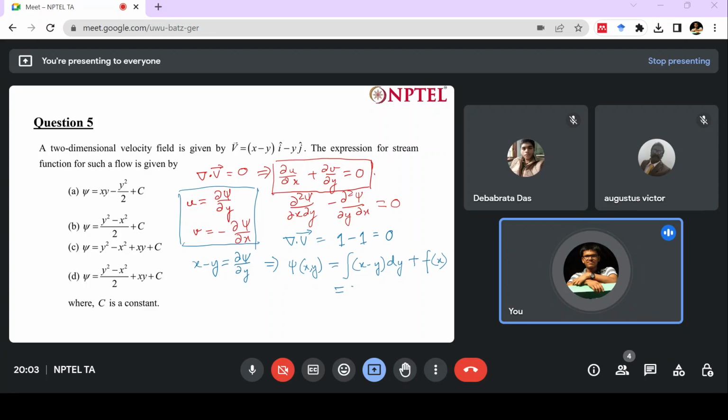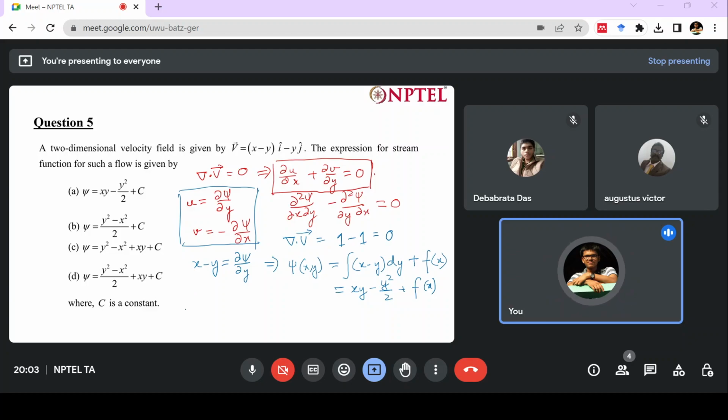So x dy will be simply xy. What is minus y dy? Integral of y dy is y square by 2, so minus y square by 2, right? It is a simple integration, plus a function of x. It might be any function. To determine this function of x, we also have to solve this second equation and then compare.